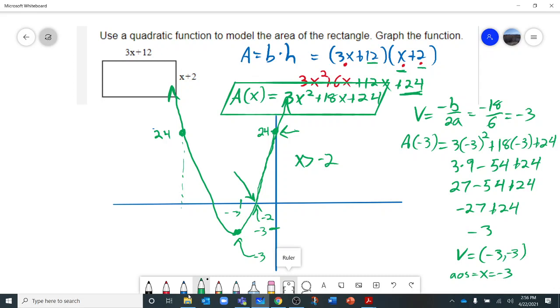Anyway, from this problem, what you need to be able to do is find the function, that A of x equals 3x squared plus 18x plus 24, and be able to sketch a graph. If you use a graphing calculator or Desmos, it's really easy. You just put in the function, and it'll graph it for you. But on the final that you have to take, you don't get to use a graphing calculator or Desmos. You can use a scientific calculator. But also, you're not actually going to be required to sketch anything, so that's fine. I think that's enough for this video.